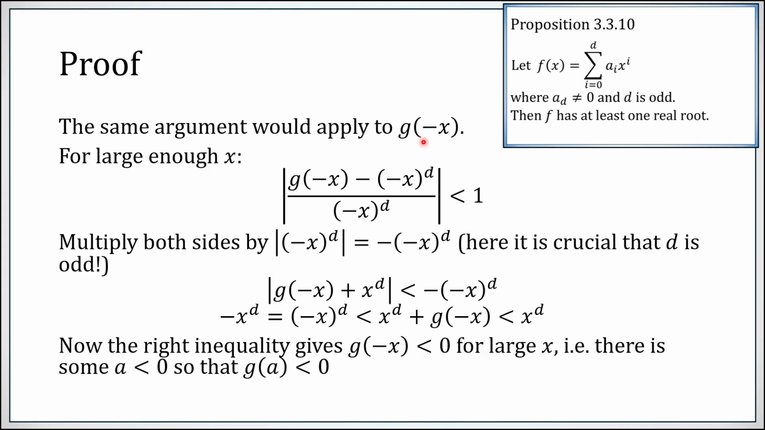If you do all of the same steps but look at g of negative x, you go through the same rigmarole, and you end up with a claim that to the left of a certain value, g must be negative. Okay, and I'm really skipping over the details here, but if you've done one half of it, the other half is not so surprising.